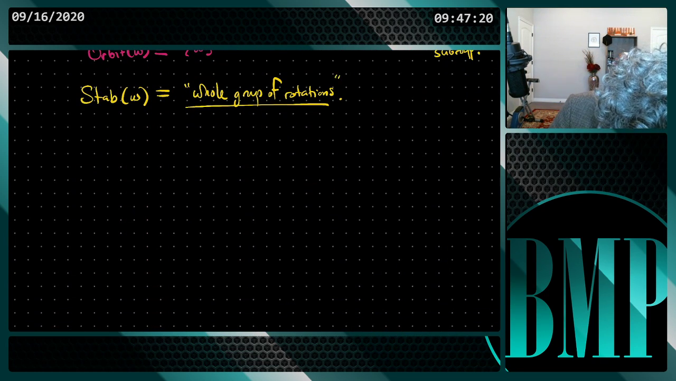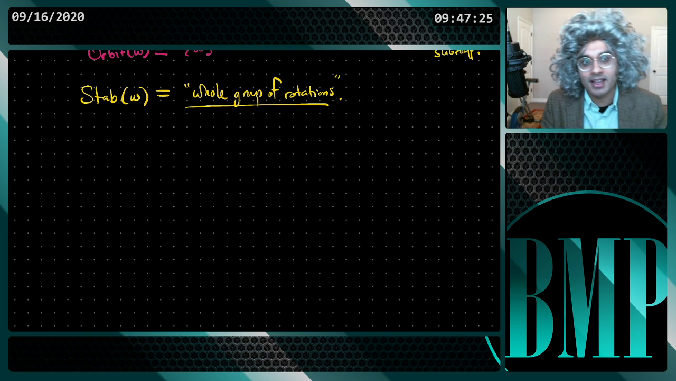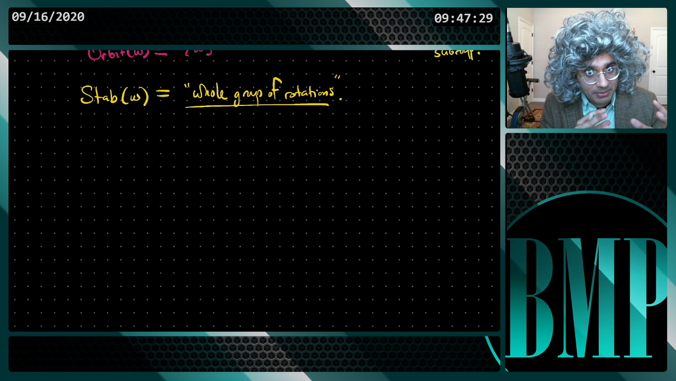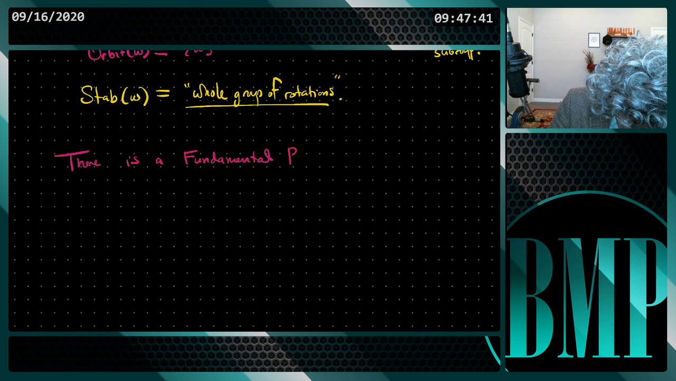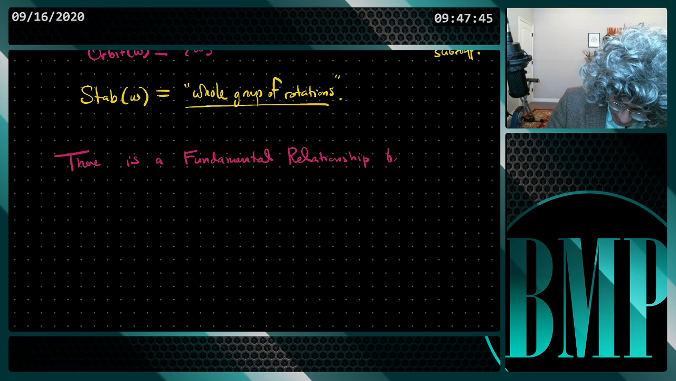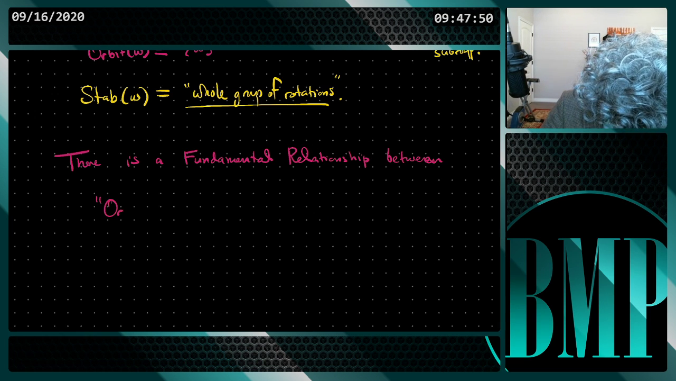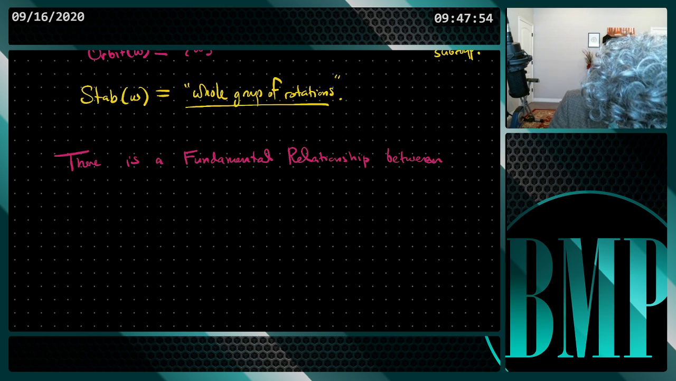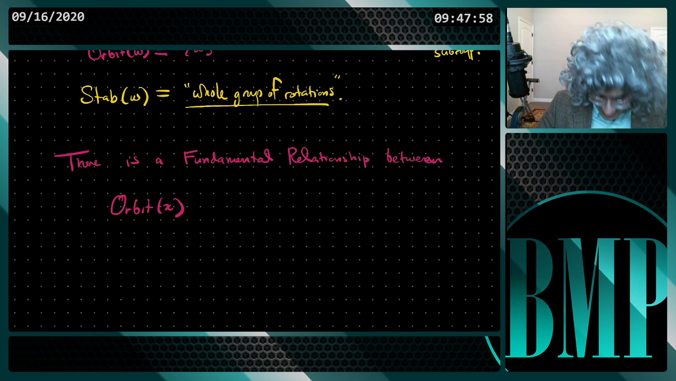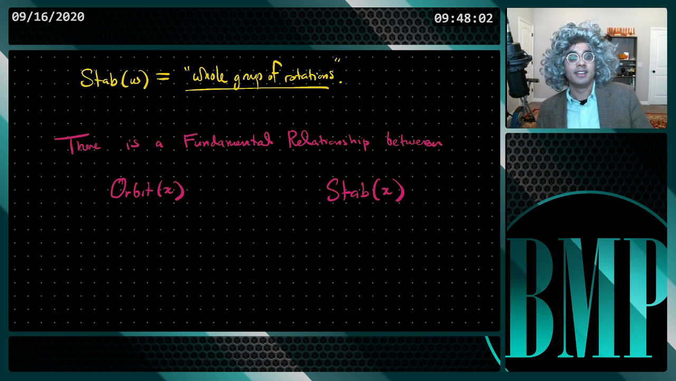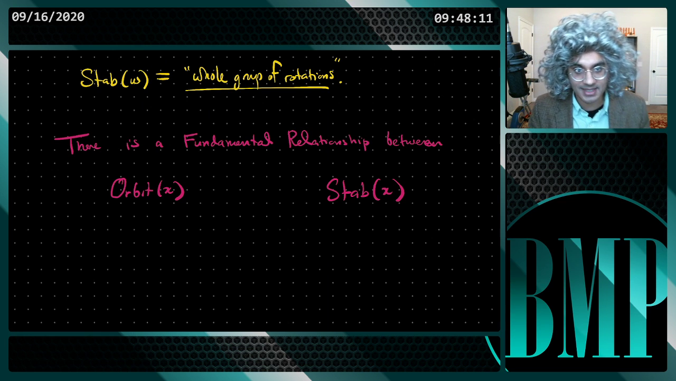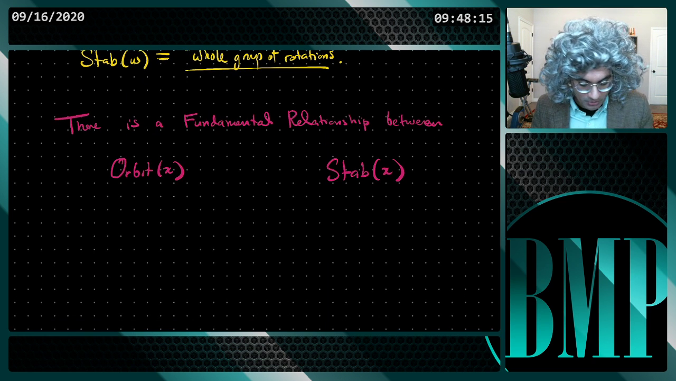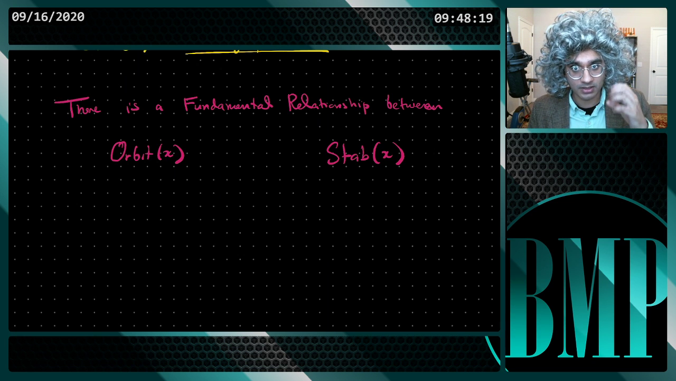Okay. All right. So now what I'm going to show you is the fundamental theorem about the relationship between the orbit of a point and the stabilizer of a point. So there is a fundamental relationship between the concepts of orbit of a point and the stabilizer of a point. Now notice that these are subsets of different places. One is a subset of X, the other is a subgroup of G. Okay. So I'm going to state the fundamental correspondence.